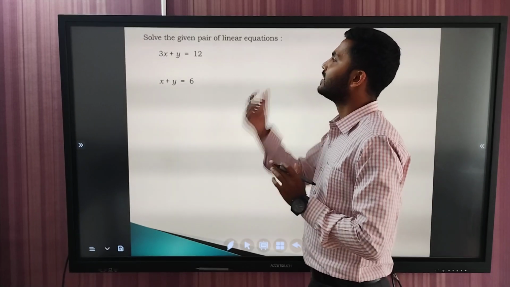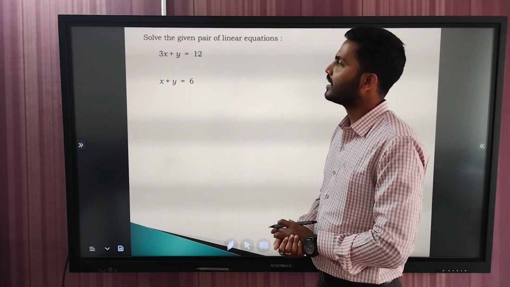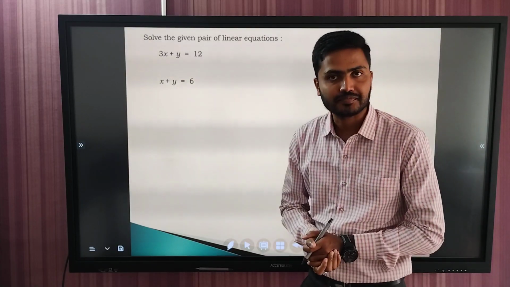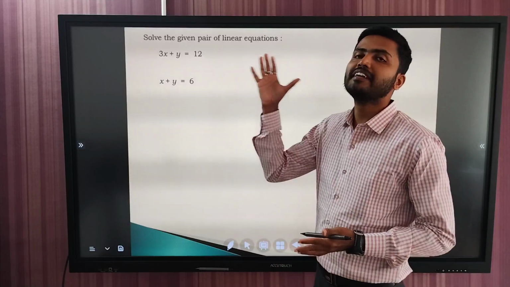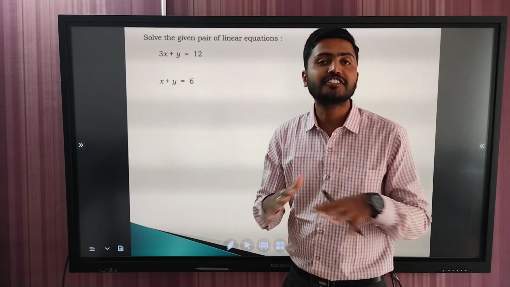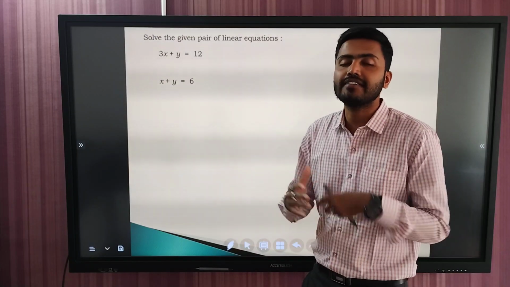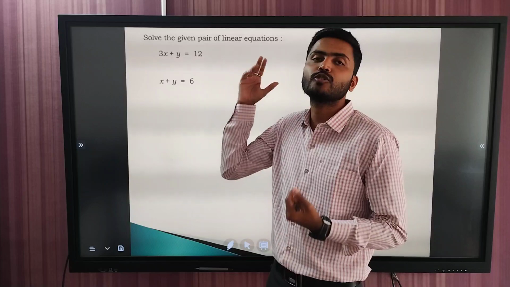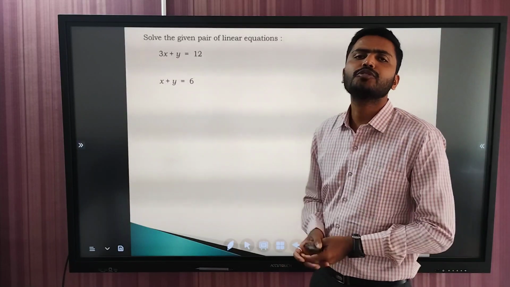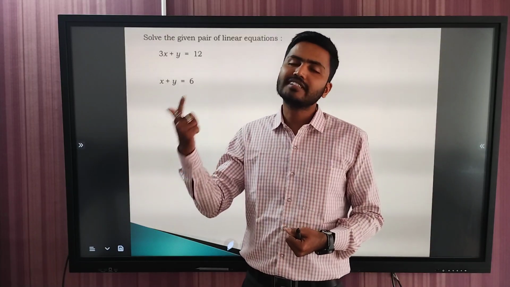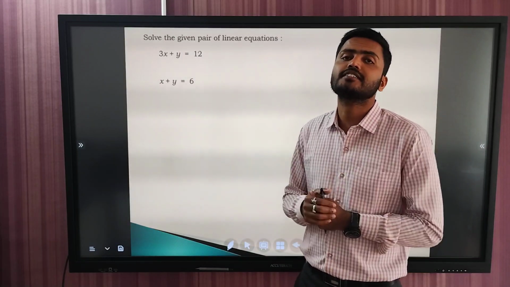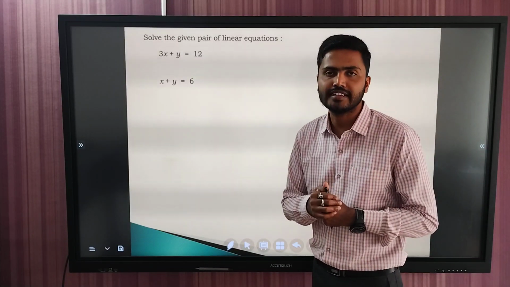Solve the pair of linear equations 3x plus y is equal to 12 and x plus y is equal to 6. My dear students, they haven't mentioned which method to use to find the solution. They haven't specified any methods. So what do we do in that case? Either you use the substitution method, the elimination method, or the cross multiplication method to find the answers of the given pair of linear equations.